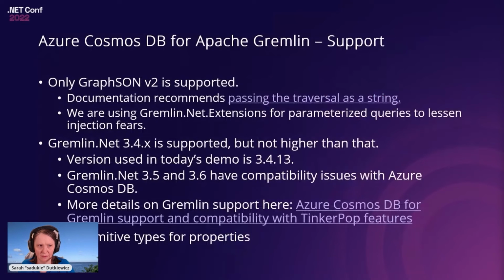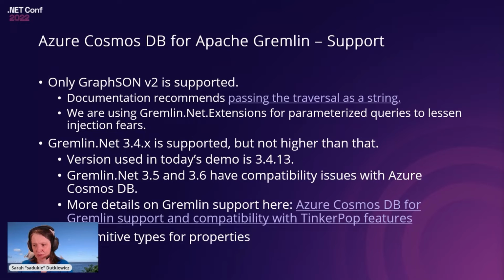Knowing Azure Cosmos DB and its Gremlin support, here are things you need to know. Right now, it's just GraphSON v2 that is supported and not v3. If you look at the Gremlin.NET documentation, you may see a lot of references to GraphSON v3. We cannot use it with Azure Cosmos DB for Apache Gremlin, so that is taken out. The documentation for using GraphSON v2 with Azure Cosmos DB for Apache Gremlin recommends passing the traversal as a string.